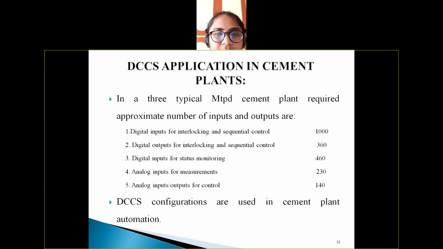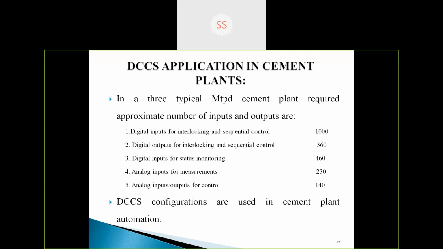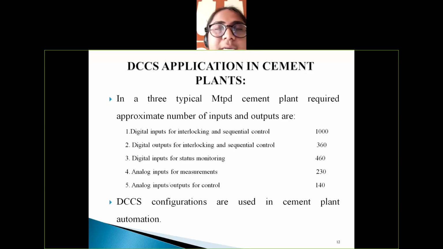Good afternoon, everybody. Now I'm going to explain DCS applications in cement plants. As the name itself suggests, a distributed control system is a control system in which the control is distributed throughout the system. DCSs are used to control industrial processes and increase their safety, cost effectiveness, and reliability. DCSs are commonly used in several processes, including cement plants, paper and pulp plants, agriculture, chemical plants, and so on.